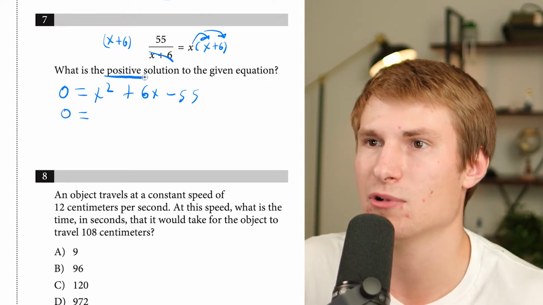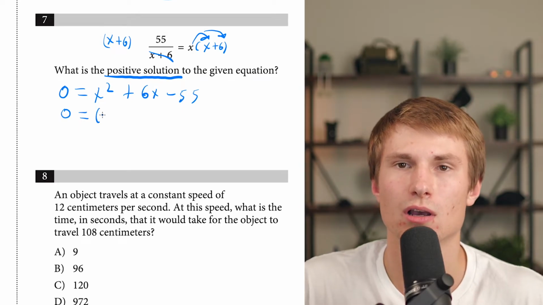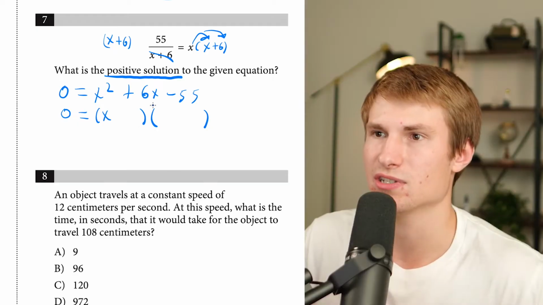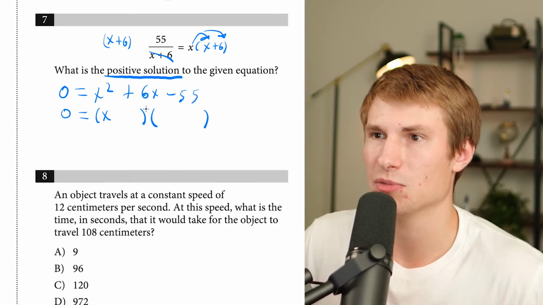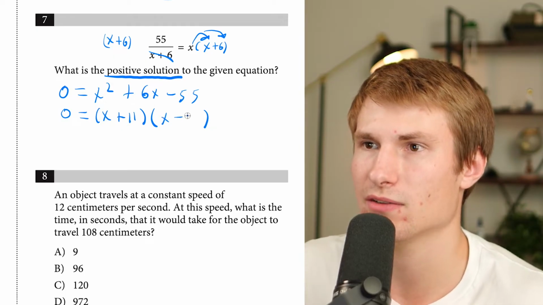Okay, keep in mind that we need the positive solution to the given equation. So not the negative solution, the positive one. So for factoring this out, I'm looking for numbers that multiply to negative 55 that sum to 6. What I would think of there would be 11 and 5. So we would have to have X plus 11 to get that positive 6. And then we'd have to have that X minus 5.